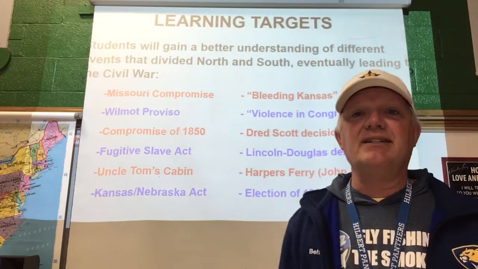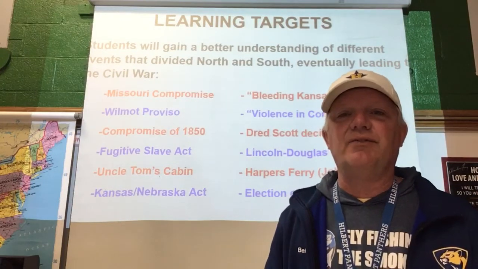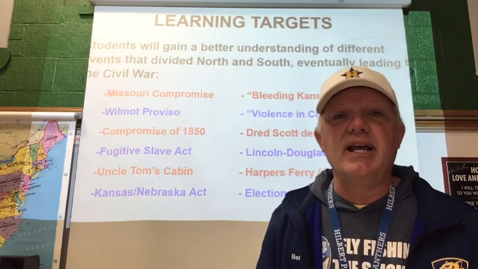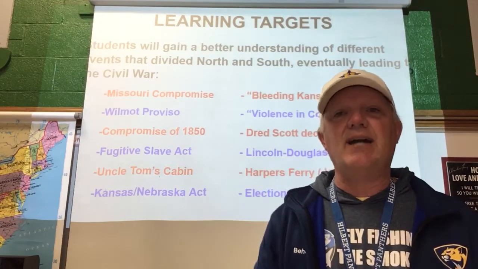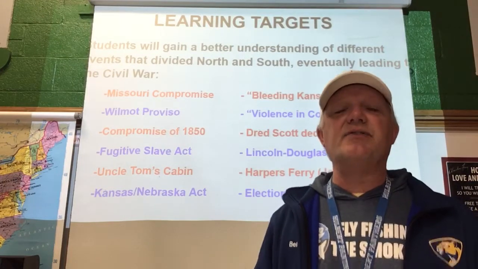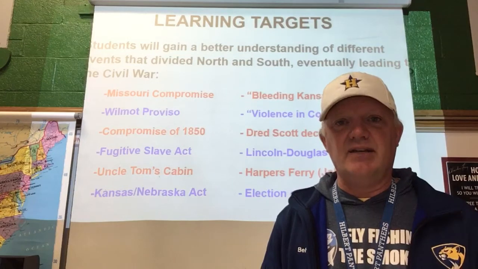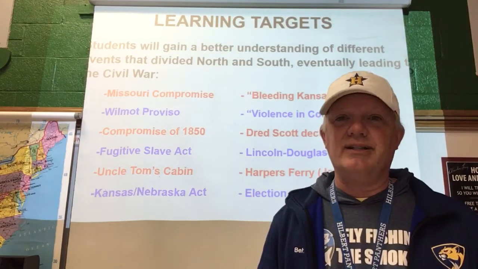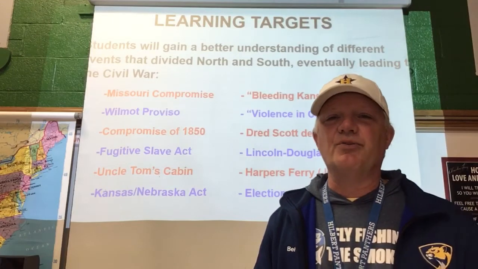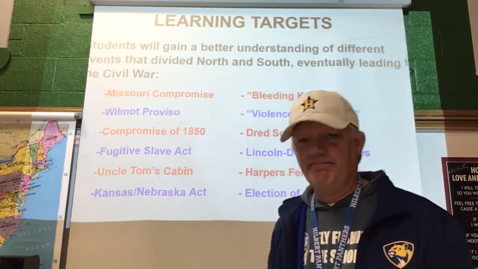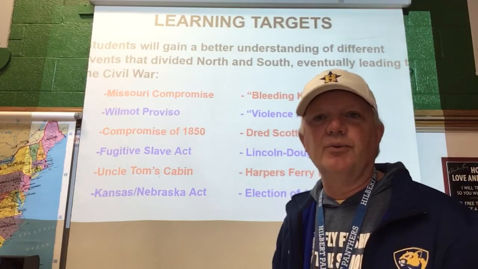There's going to be violence in Congress. They're going to be going at it on the floor of the Senate. We're going to talk about the slave suing for his freedom, Dred Scott, and what was decided there. We're going to take a look at a series of debates between Abraham Lincoln and Stephen Douglas. And then we're going to take a look at John Brown and what he does in Harper's Ferry. And we're going to end with the election of 1860. Causes of the Civil War.